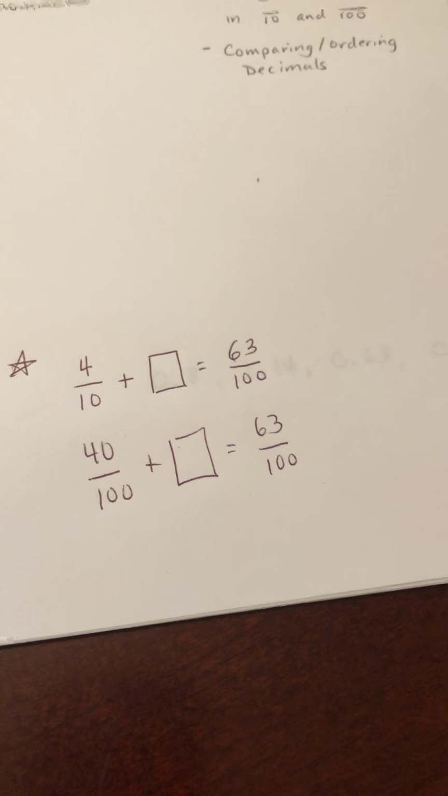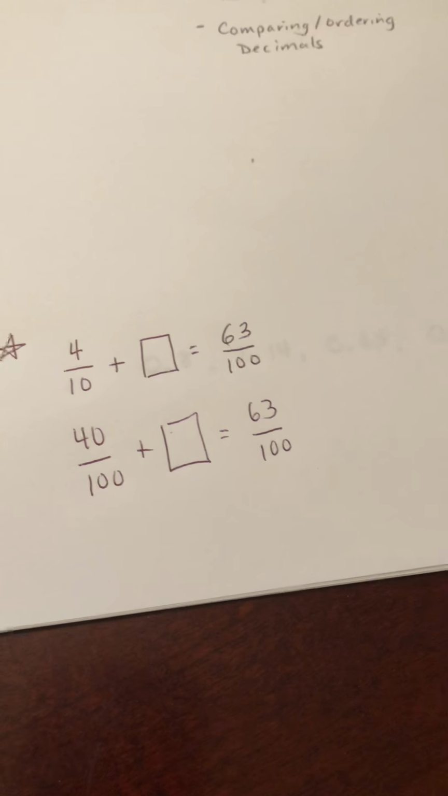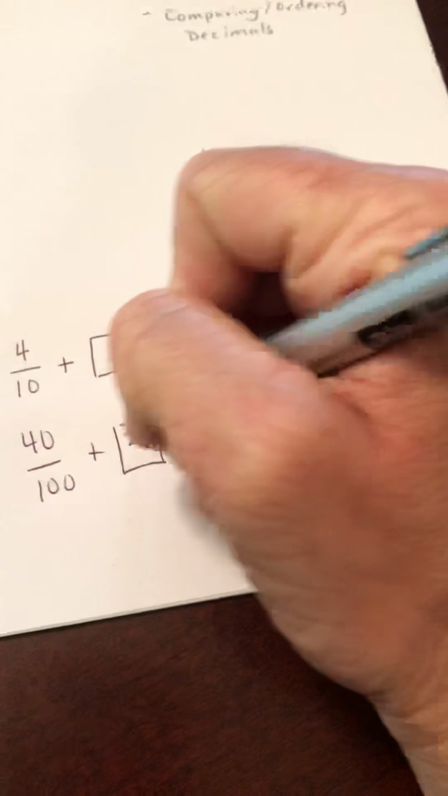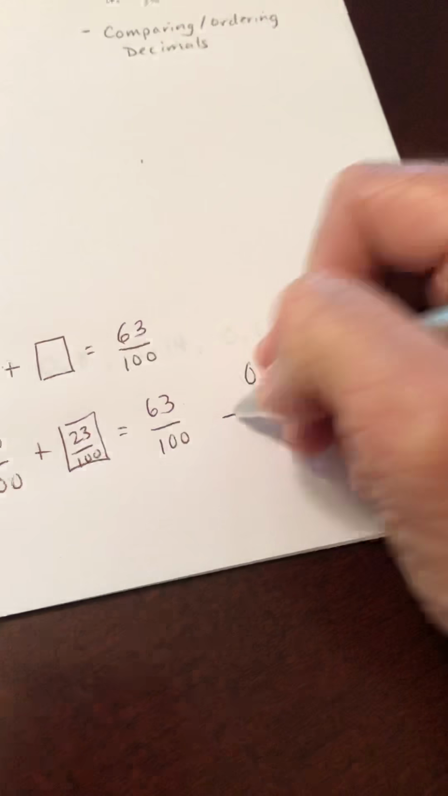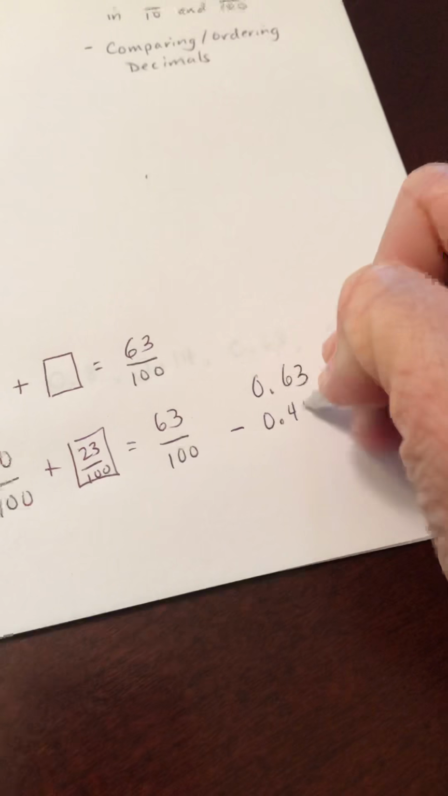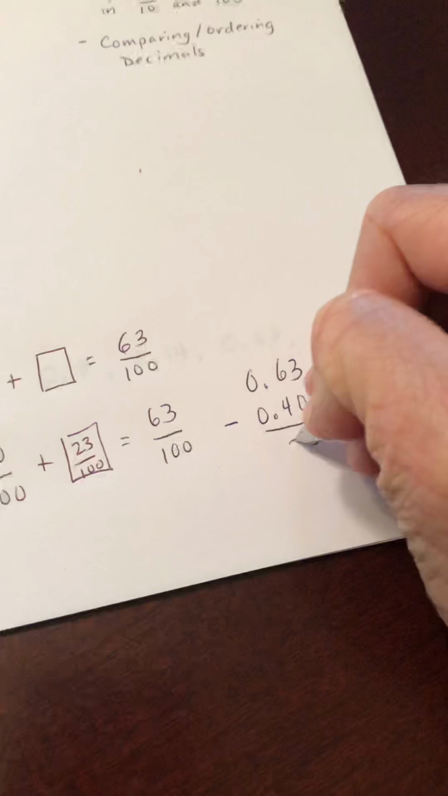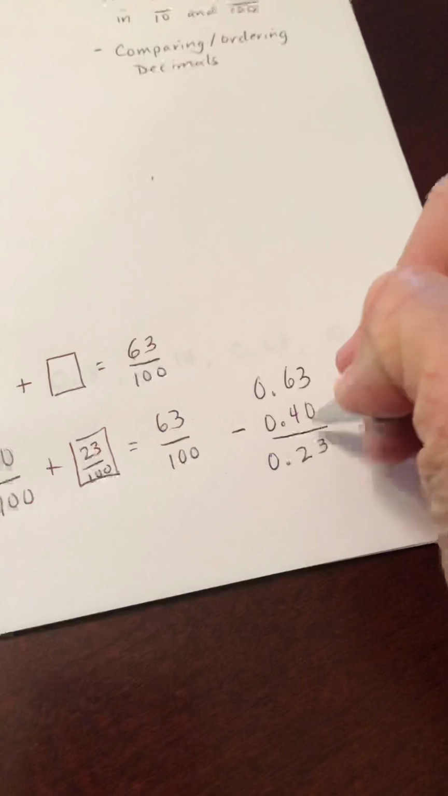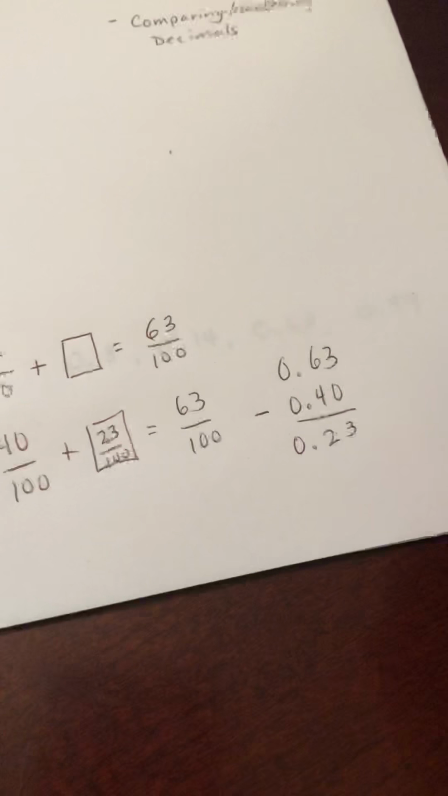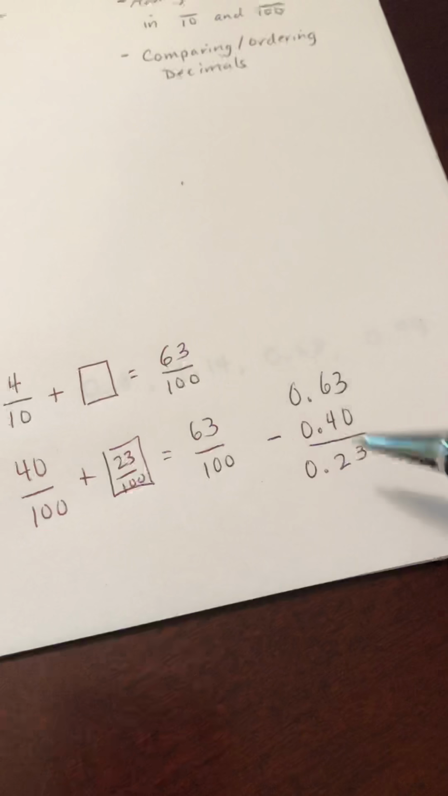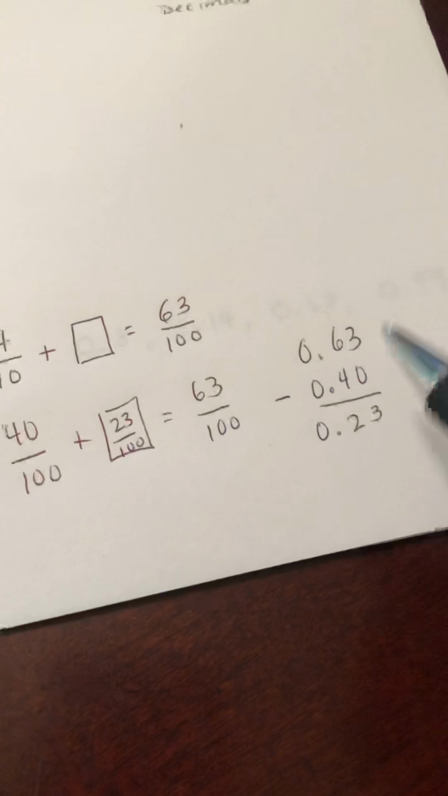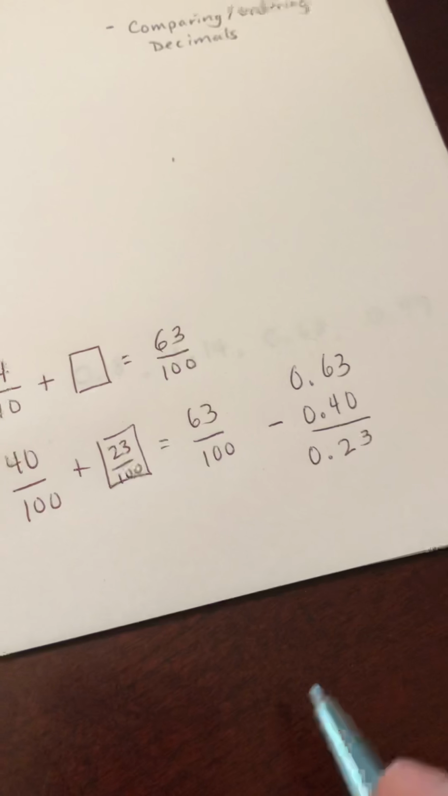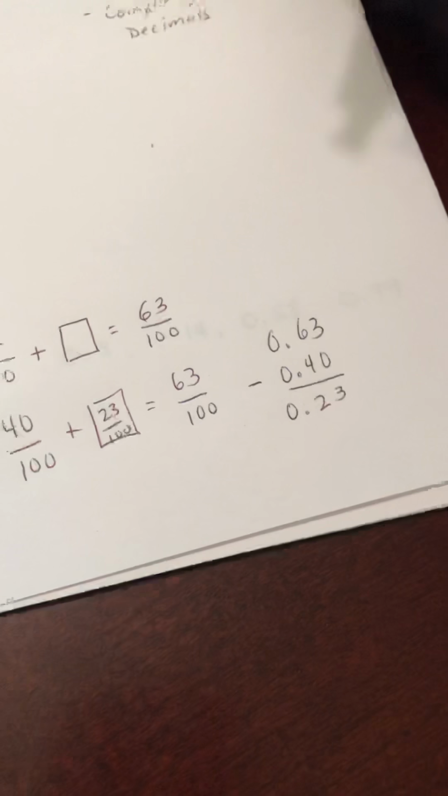Okay, so I can skip count or count up. So 40, 50, 60, and 3 more. So make that 23 hundredths. If you want to check that with decimals, just rewrite this as 63 hundredths minus 40 hundredths. And I have 23 hundredths as a decimal. And if it's a multiple choice, sometimes you might get a fraction problem and your answer choices are decimals, so it's good practice to have an understanding of those interchangeably.